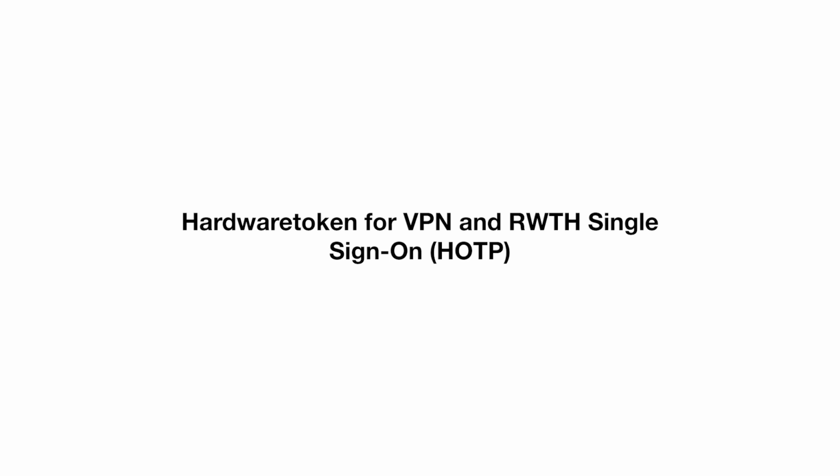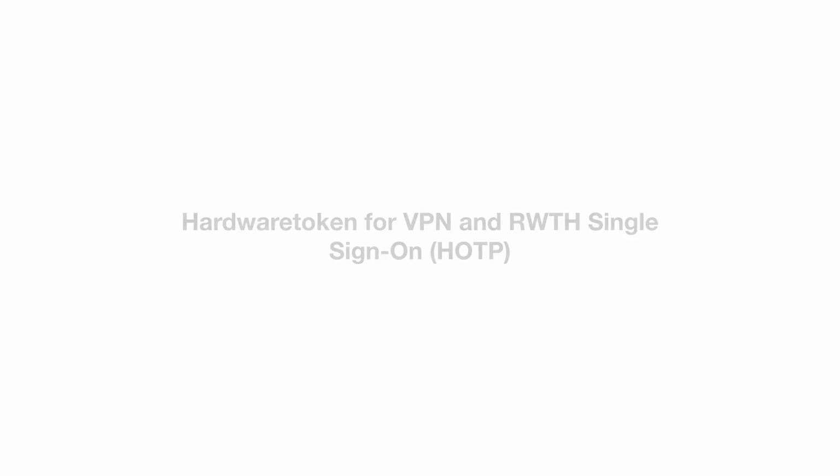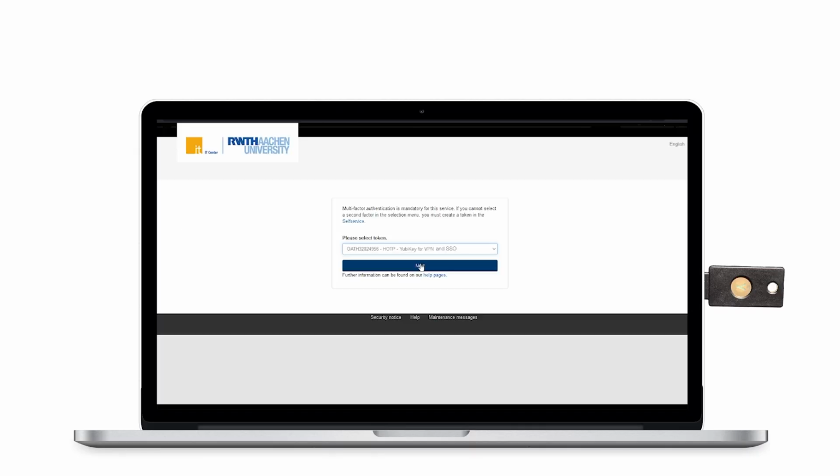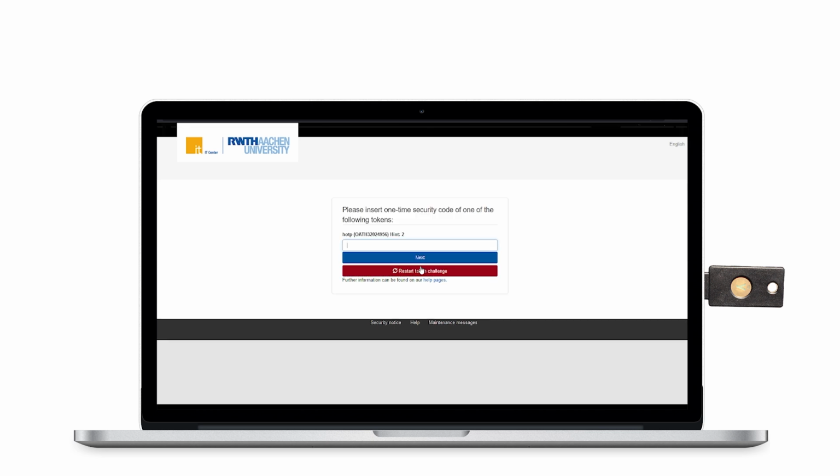If you select the hardware token for VPN and RWTH Single Sign-On HOTP, there is no need to enter a PIN. Please touch your inserted security key with the corresponding duration, short or long touch. A security code will then be generated automatically and the empty field will be filled in. You are now logged in.